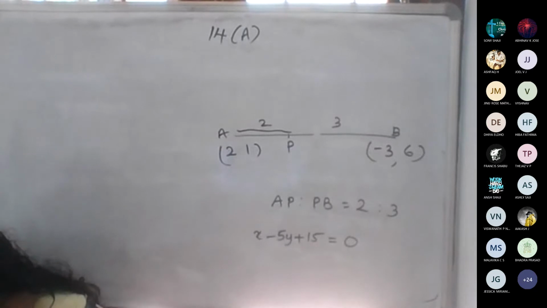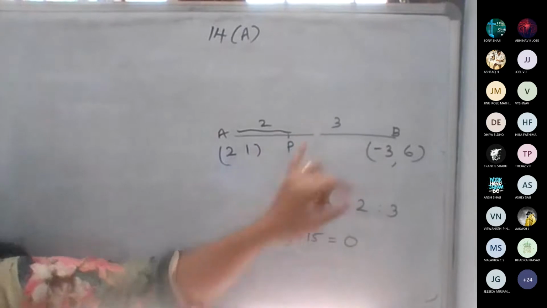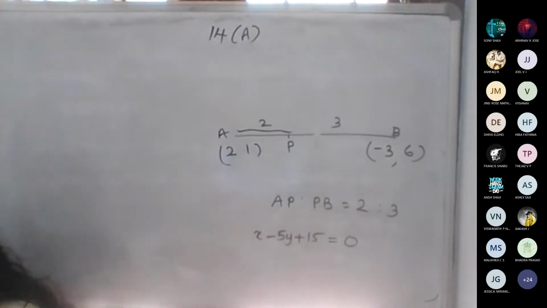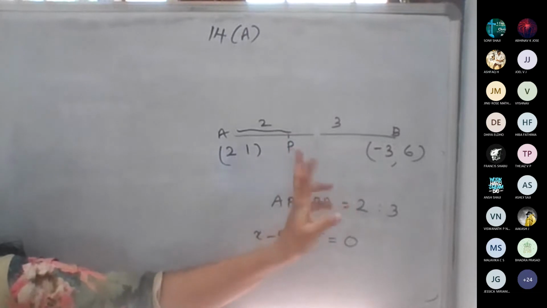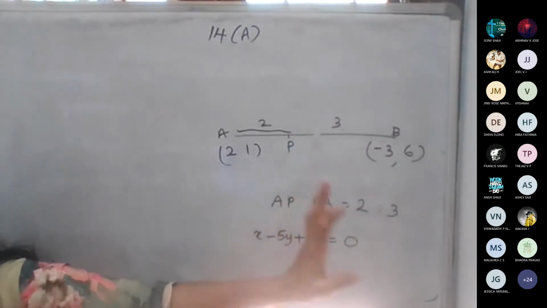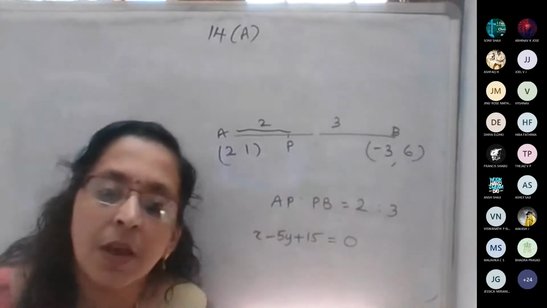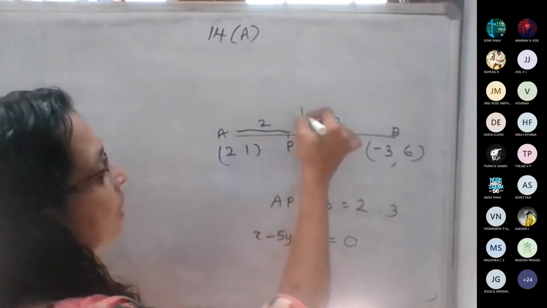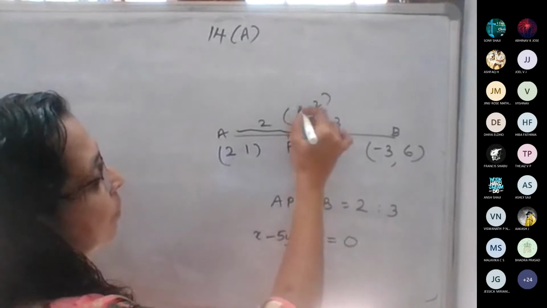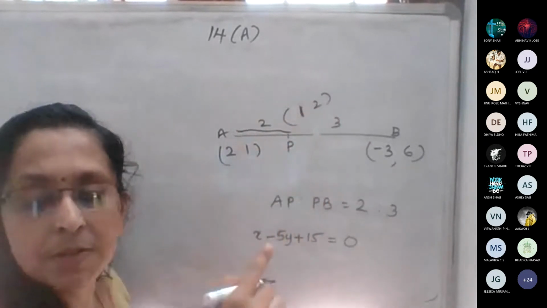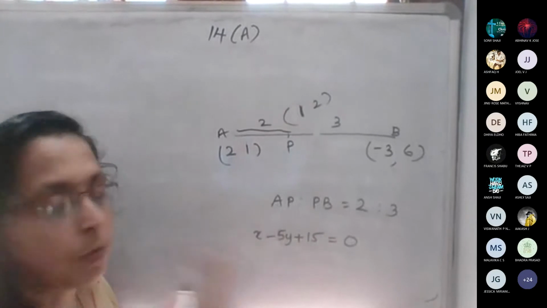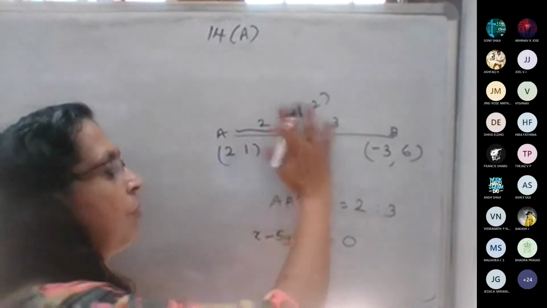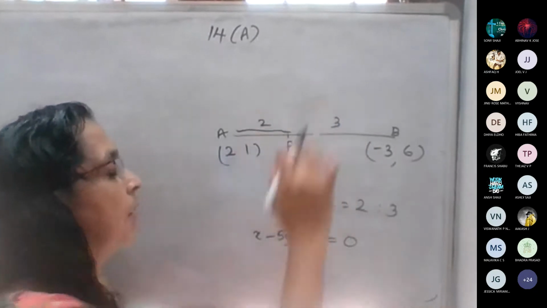So what is our question? First we will find P(x, y), that means the point P(x, y) we will find out. Then, P divides the join of (2, 1) and (-3, 6) in the ratio 2:3. Does P lie on that equation? Suppose we got P as (1, 2). If it lies on that equation, it should satisfy it. First you find out the value of P(x, y), that is better.